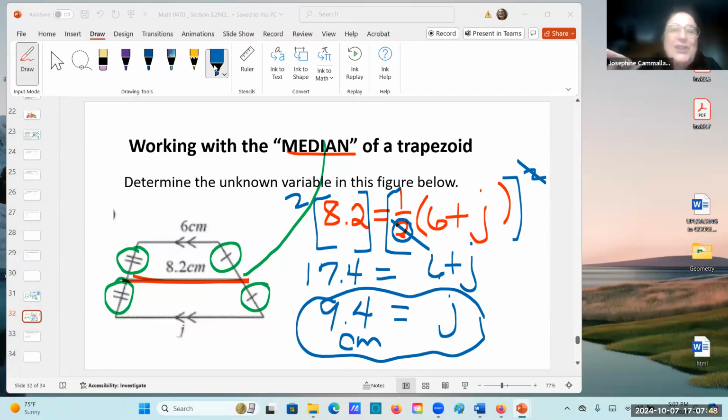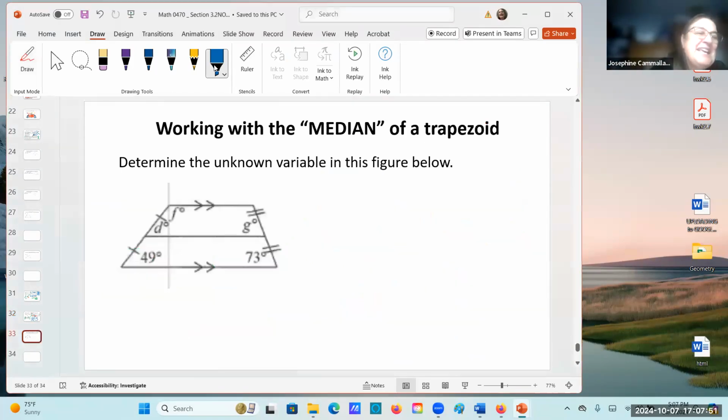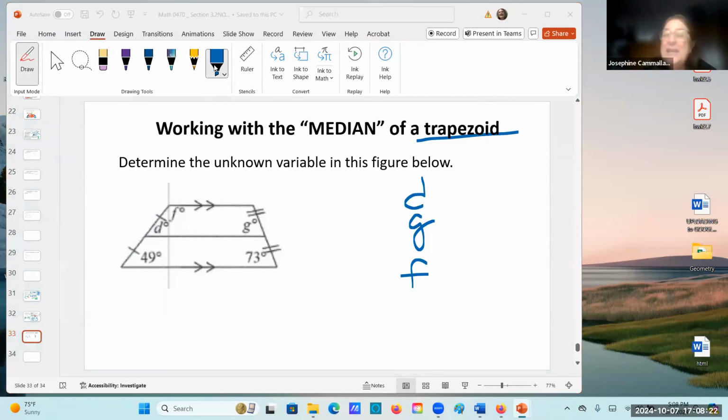It's your turn in the chat room. Okay, this one's got a lot of stuff. But this also shows you, do you know some of the properties of a trapezoid? What's D? What's G? What's F? Can you tell me what is G?